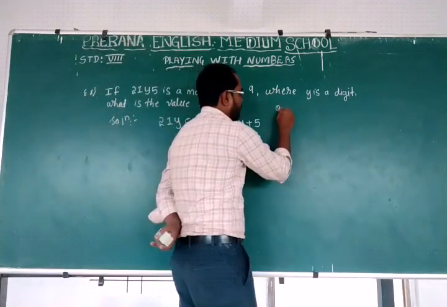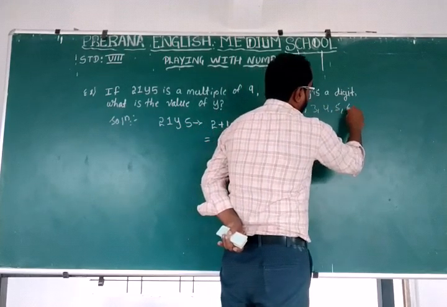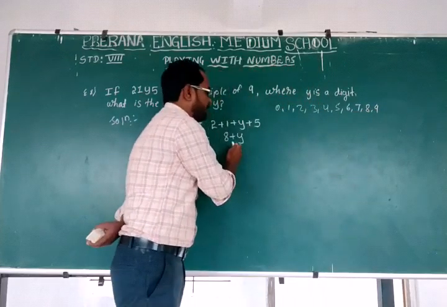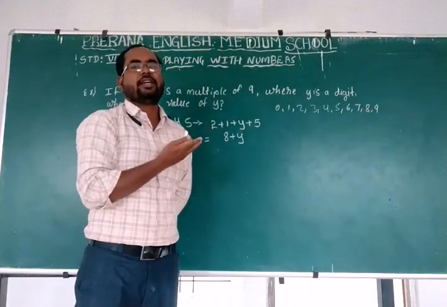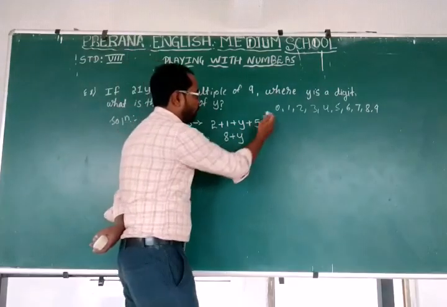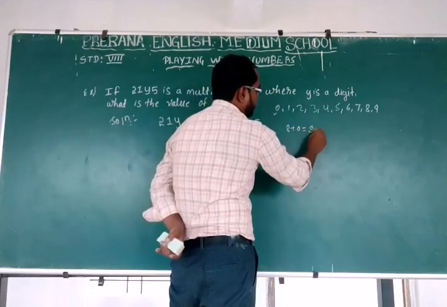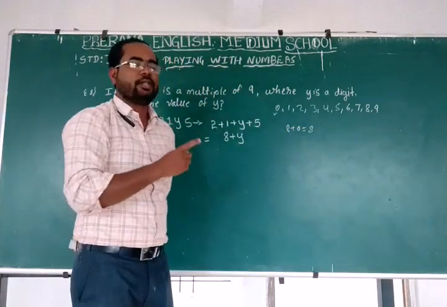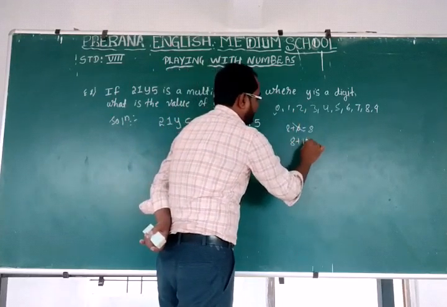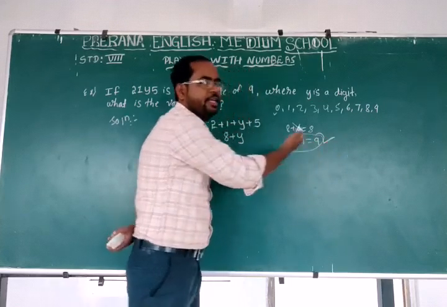From the digits 0, 1, 2, 3, 4, 5, 6, 7, 8 and 9, take any one digit as the value of y and check whether it is divisible by 9 or not. If I take 0, 8 plus 0 is equal to 8. Is 8 a multiple of 9? No, then leave it. Next, take 8 plus 1, which is 9. Is 9 a multiple of 9? Yes, 9 into 1 is 9.